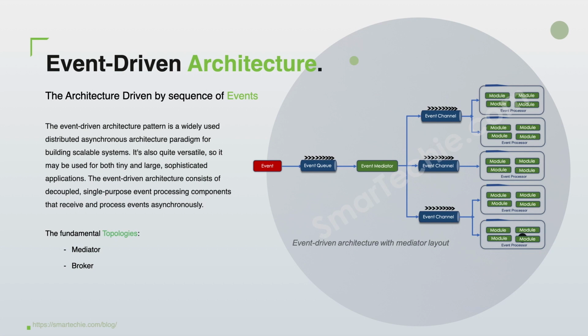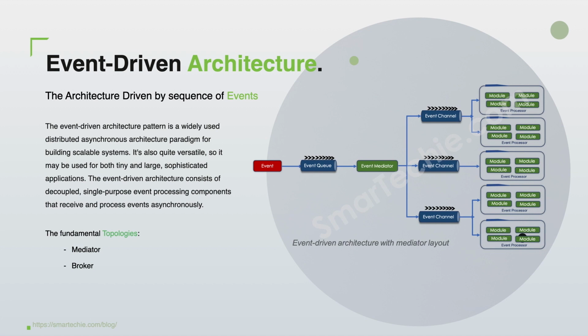The event-driven architecture is made up of highly decoupled, single-purpose event processing components that asynchronously receive and process events, right? The event-driven architecture pattern consists of two main topologies. The first one is the mediator topology and the second one is the broker topology. The mediator topology is commonly used when you need to orchestrate multiple steps within an event through a central mediator, whereas the broker topology is used when you want to chain events together without the use of a central mediator. We'll explain a little bit in the picture we are looking at.